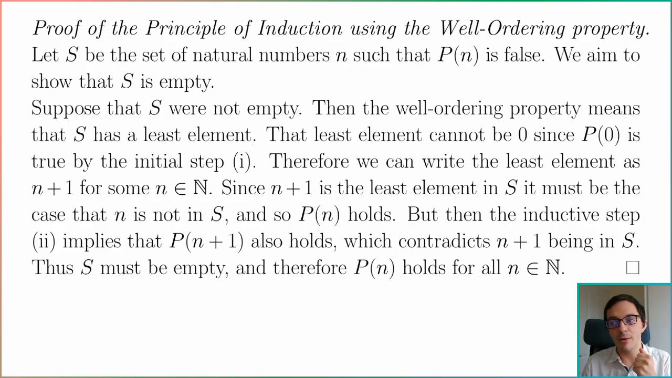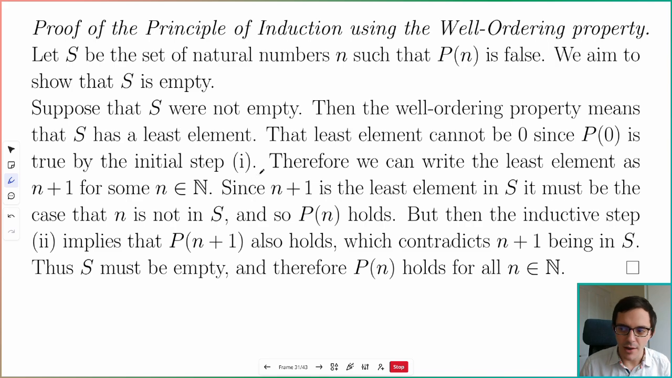So, housekeeping, that can't be 0 because we know in the hypotheses of induction that P0 is true. So it's n plus 1 for some number n. Every natural number is either 0 or it's n plus 1 for some natural number n. And then if you write n plus 1 for the least element in S, because it's the least element in S, n can't be in S. So Pn holds. It's not in S. Pn is true. And we have the inductive step in our hypotheses for the principle of induction, so we can get from Pn to Pn plus 1.